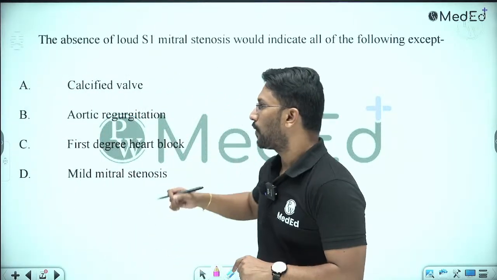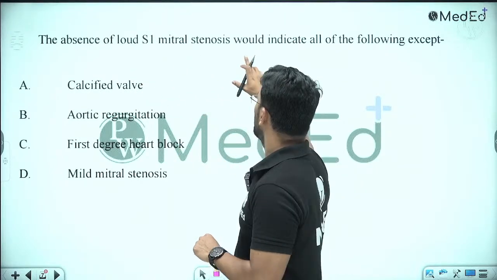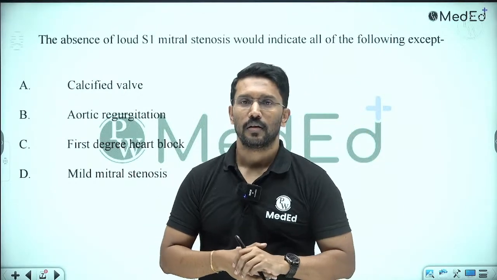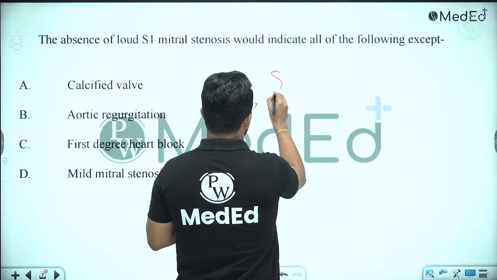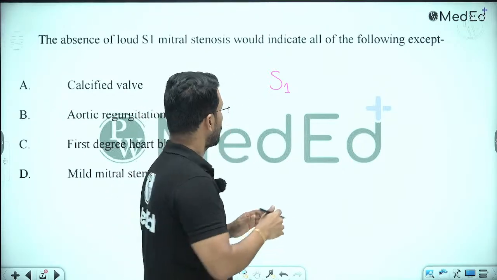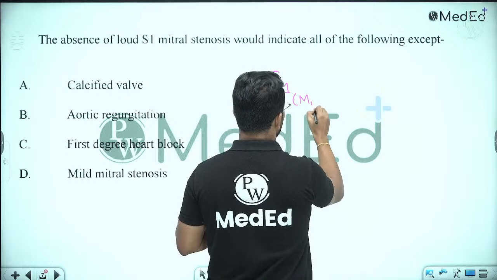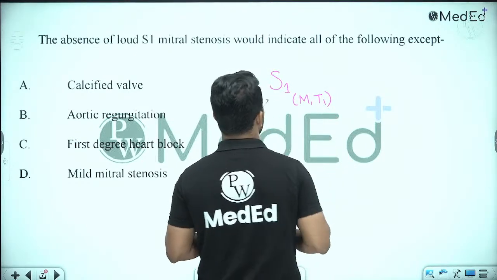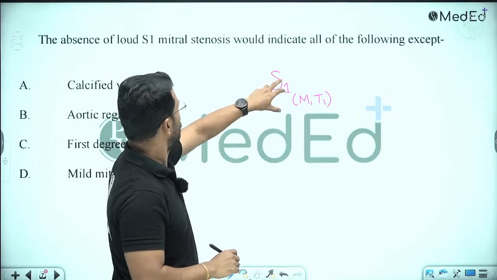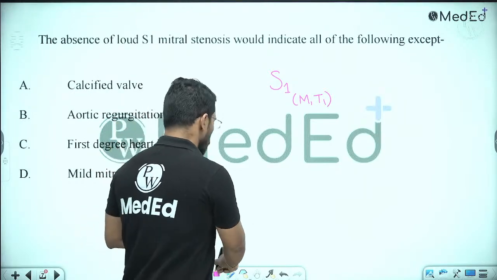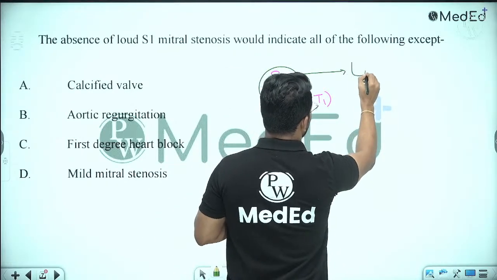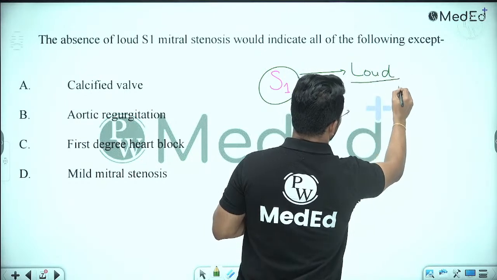This is the question. What is the question? The absence of loud S1 in mitral stenosis would indicate all of the following except, right? Now S1, as we know, is due to closure of mitral valve and tricuspid valve. So it has two components. Mitral closure causes M1, tricuspid closure causes T1. M1, T1 combined makes S1, right? The classical example for loud S1 is your mitral stenosis. We always consider it as a classical example, right? So S1 can be loud in case of mitral stenosis.